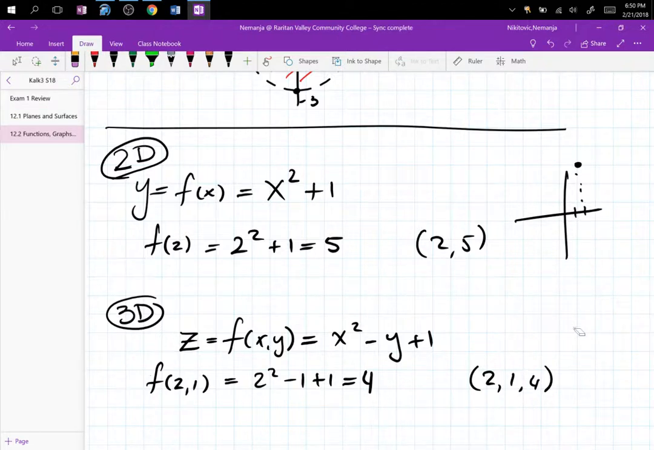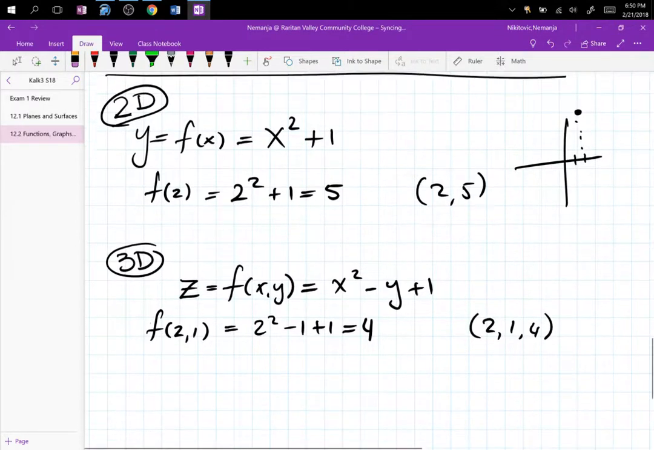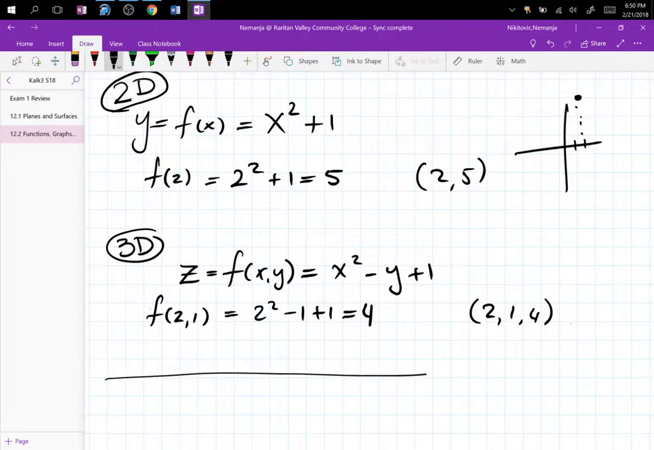So we know the way to calculate this. And then you start solving. Now we get to talk about level curves.